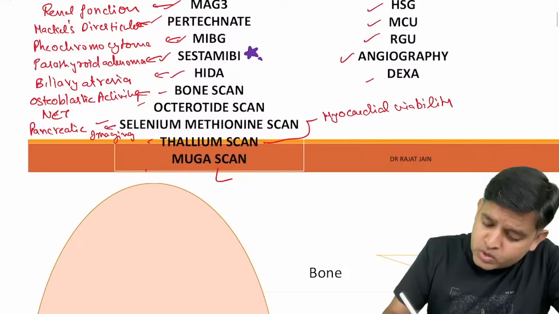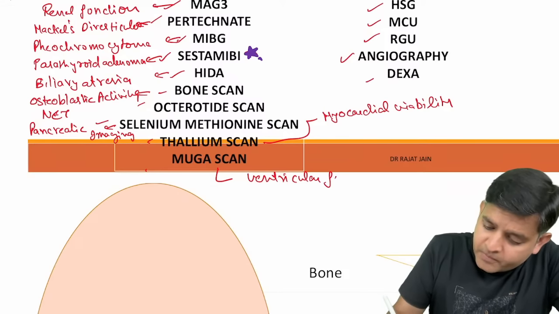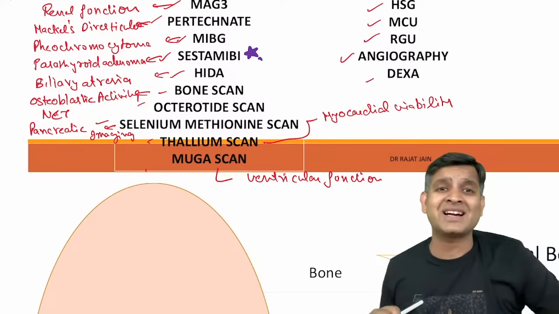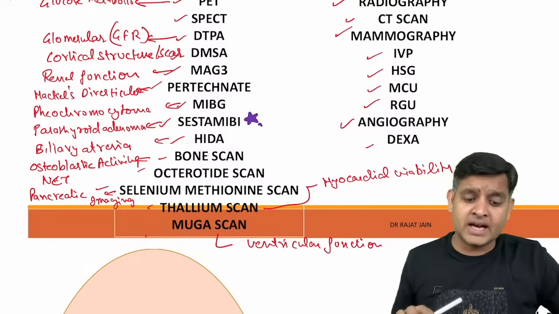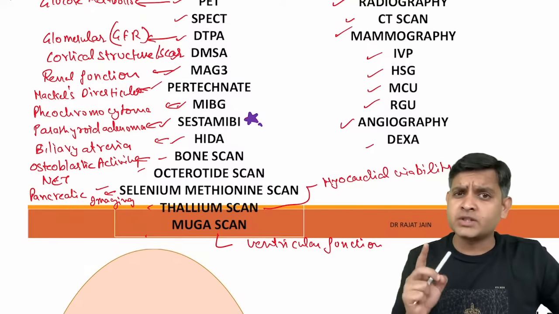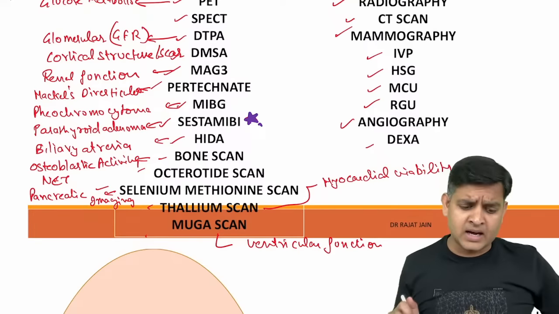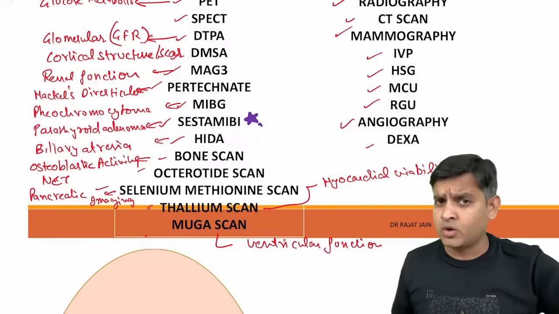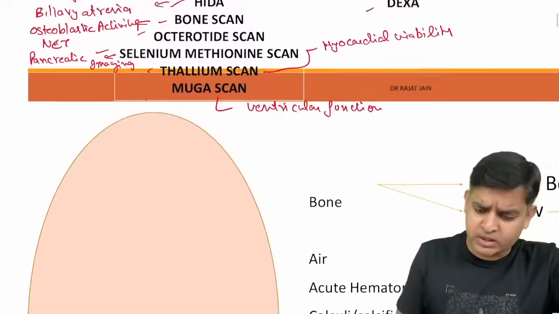Myocardial viability. And MUGA scan is done for ventricular function, or the ventricular contractility. So in one minute, these are the important scans that we have covered. There is one question from the nuclear scan, which is a standard question that the examiner asks, and usually it will be from this particular list. So this should be on your tips on the day of the exam without a doubt.